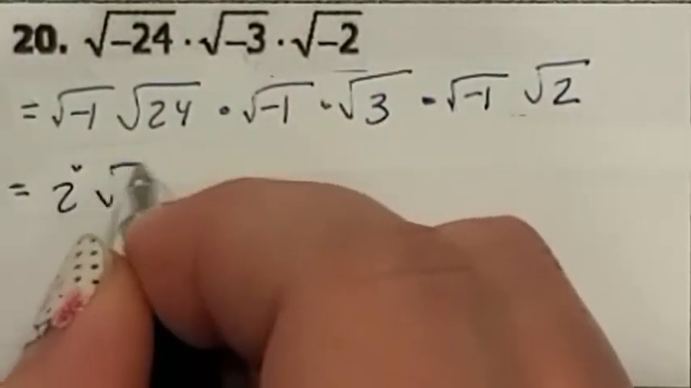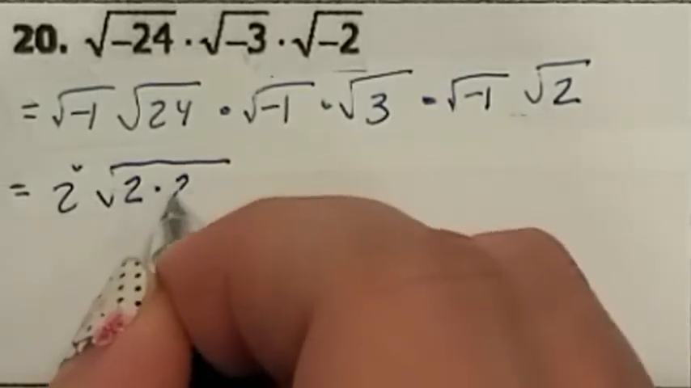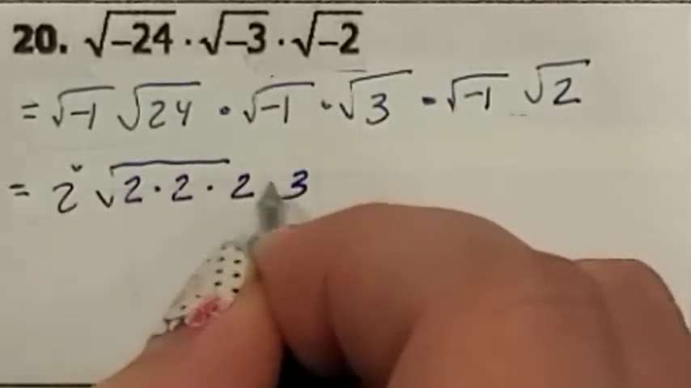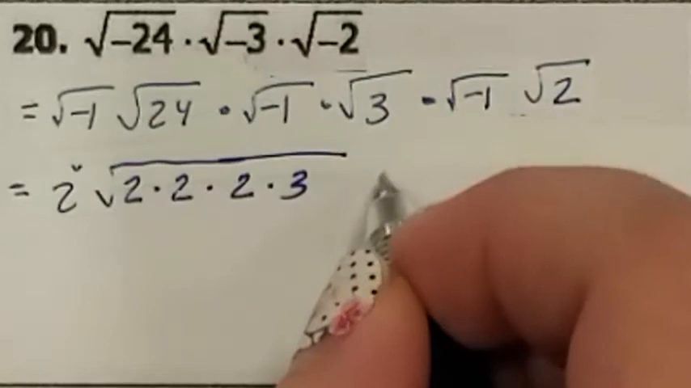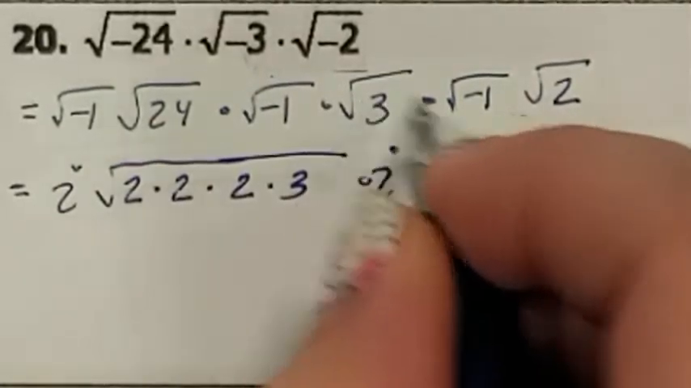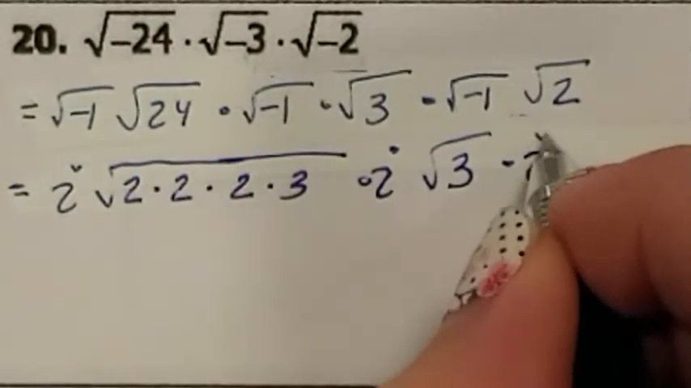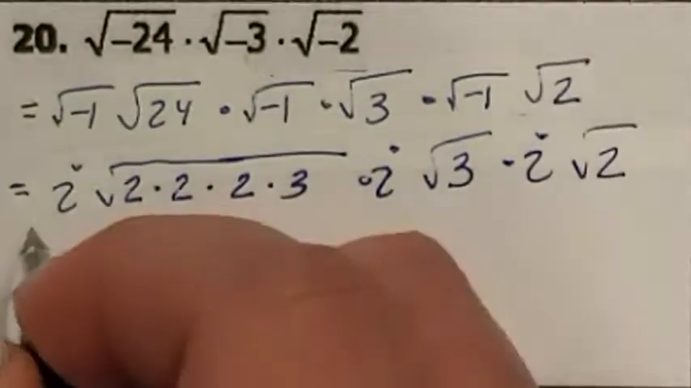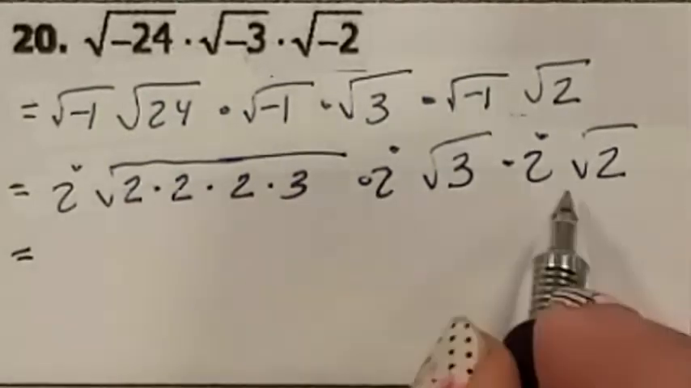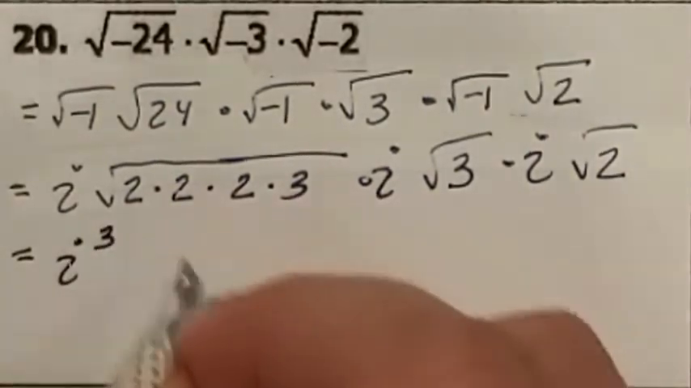Square root of 24 is 2 times 2 times 2 times 3. Square root of negative 1 is i. Square root of 3 does not prime factorize, it's a 3. Square root of negative 1 is an i. Square root of 2 is a square root of 2. 1, 2, 3, I see 3 i's, so I have i to the third.